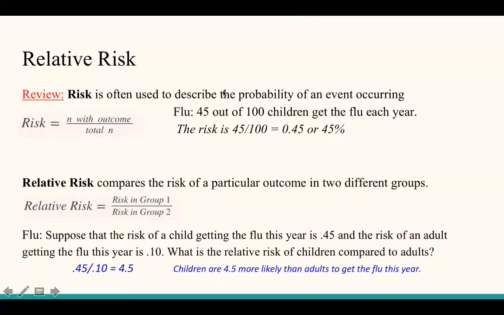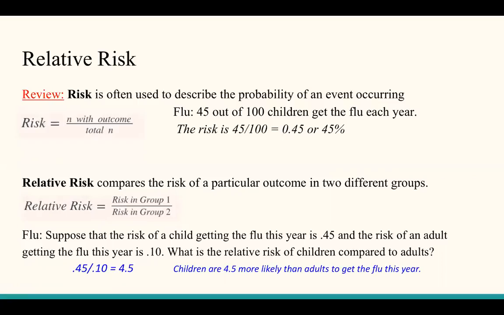Okay, so next we're going to talk about relative risk. So if you remember before, earlier in the semester, we talked about risk, which is used to describe the probability of an event occurring. So you calculate risk by the number with a certain outcome over the total number. So here, for example, if you said 45 out of 100 children get the flu each year, the risk is 45%.